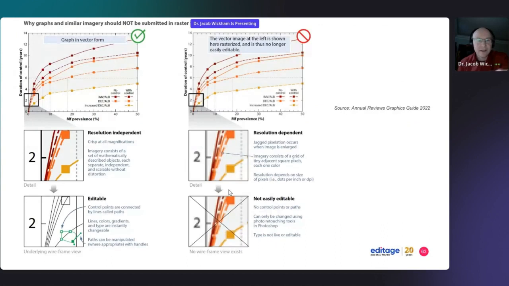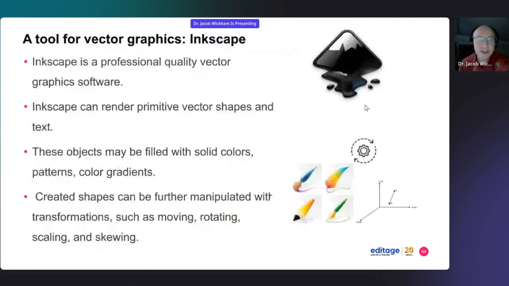I'll just show you the image on the left here is a graph in vector form, where each of these data points has a mathematical description of it. You can edit each data point. It's resolution independent. Whereas on the right, this is like a Photoshop image. Here you cannot edit the data points, and it's resolution dependent. So when you're graphing your statistics, try to graph it in vector form so you can have a mathematical description of all your data points. And that's my take-home message there.